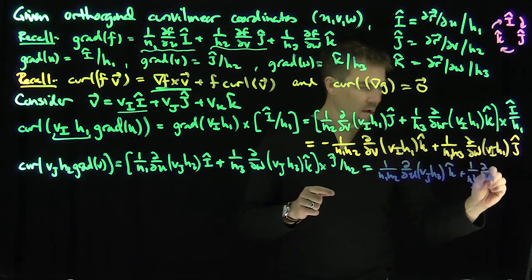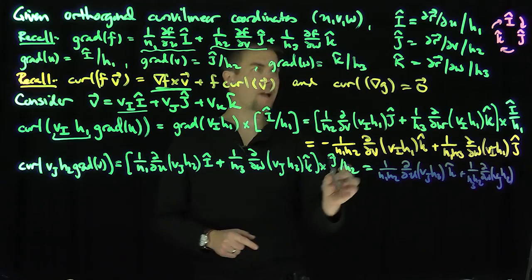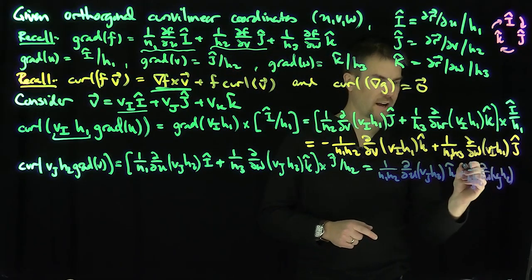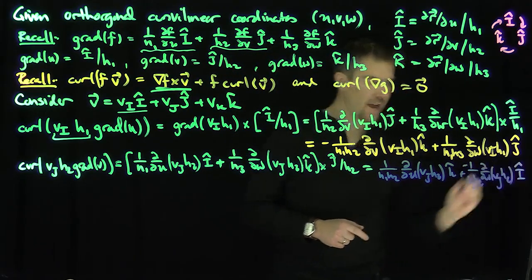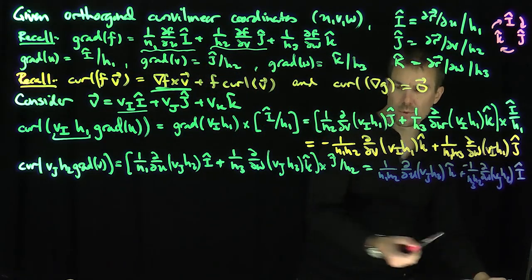and then a 1 over h3 h2 d by dw of Vj h2, and what's that going to be? It's going to be a k cross j. k cross j is negative i, so it's going to be a negative, and that's going to be an i hat over there. Okay, we got those terms together. Excellent. Let's do the last terms. So what are the last terms going to be?